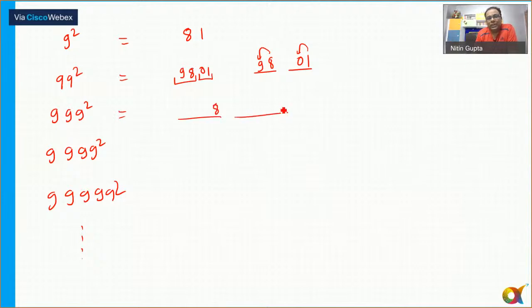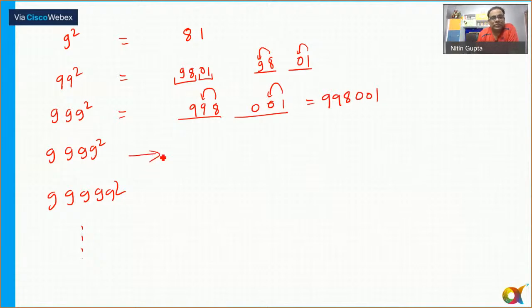So if it is 999 square, your answer is in two parts. 9 square, 81. Write down 81. And then 8 plus 1, 9, so write down two 9s. And 1 minus 1, 0, write down two 0s. So it is basically 998001. That's a technique here.